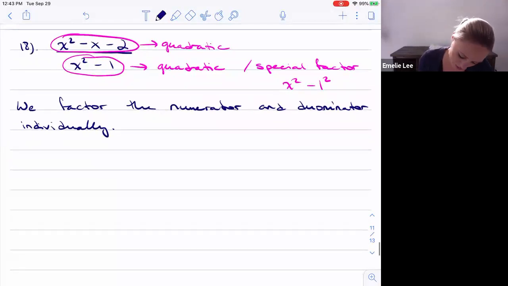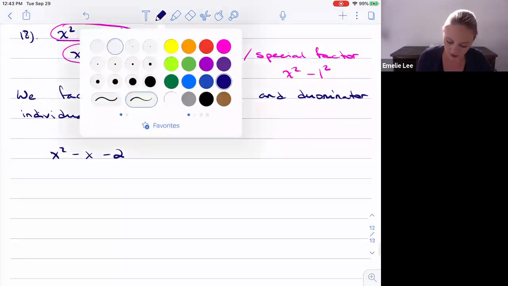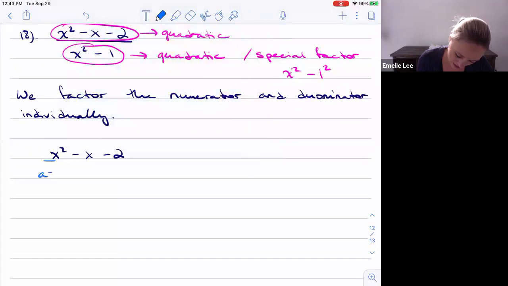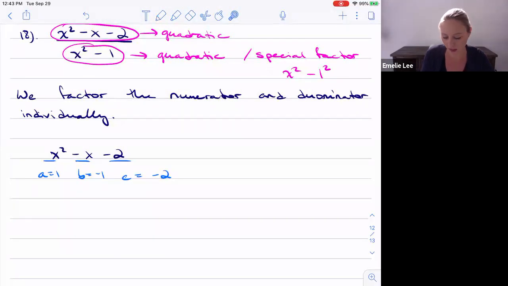So for the first one, x squared minus x minus 2, I'm going to look here and I've got a equals 1, b equals negative 1, and c equals negative 2. Notice that I don't have equals 0 here, but that's okay. I'm going to pretend there's an equals 0, figure out the solutions, and then use those solutions to factor.